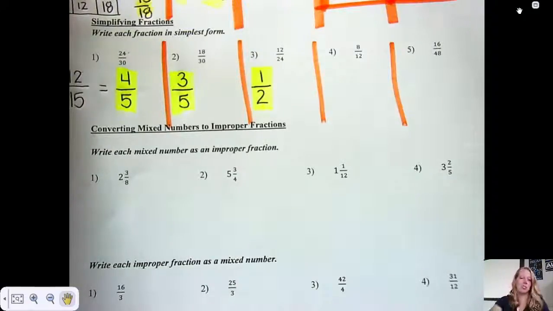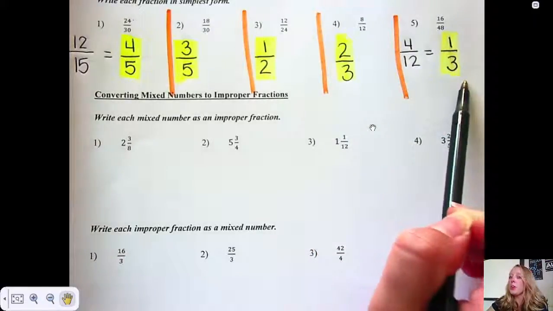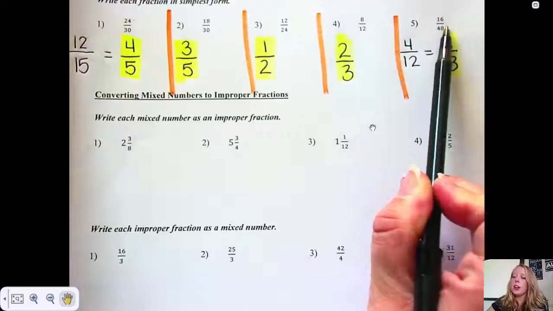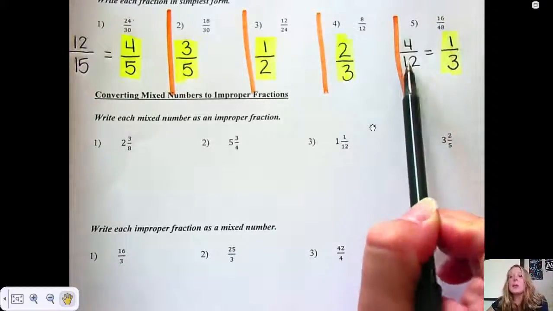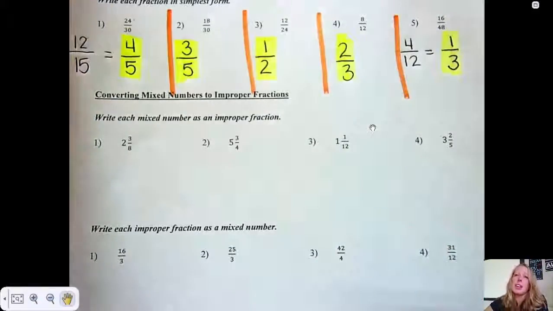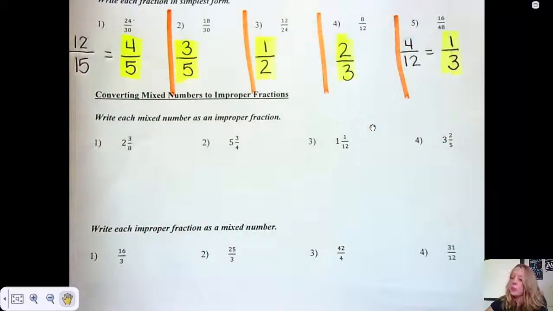Pause the video. For number 4, I got 2/3, and for number 5, I got 1/3. At first I divided both of these by 4 and got this answer, and then I divided these by 4 and came up with 1/3. So if you have questions, please write down any questions on the back or right here to the side so we can talk about it tomorrow.